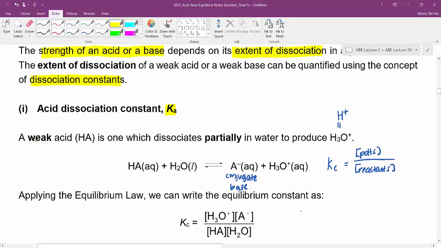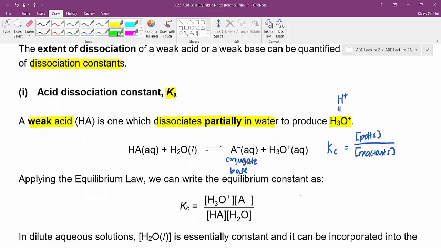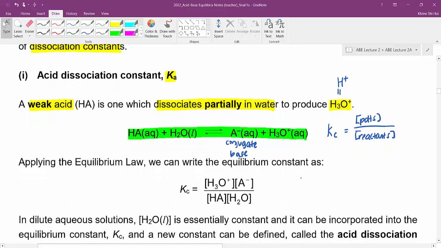From what you have learned earlier on, a weak acid is one that undergoes partial dissociation in water to produce H3O+, also known as H+. This is the acid dissociation equation of the weak acid HA, which gives its conjugate base A- and H3O+. In chemical equilibrium, you have learned to write the equilibrium constant, which is expressed as the concentration of products over the concentration of reactants. Applying the same knowledge to this equation, the equilibrium constant of the weak acid will be expressed as such.